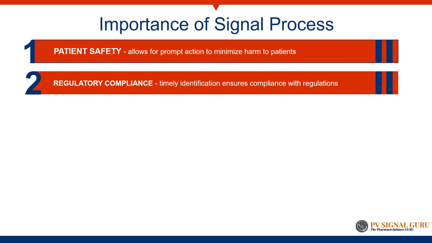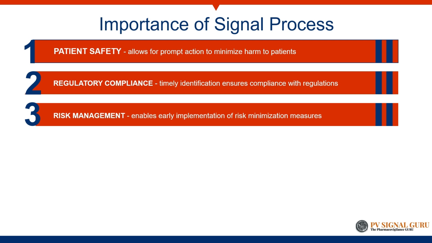Regulatory compliance. Regulatory authorities like the FDA and EMA mandate continuous monitoring and reporting of safety signals as part of post marketing surveillance. Timely identification ensures compliance with these requirements. Risk management. Early signal detection enables the implementation of risk minimization measures such as risk evaluation and mitigation strategies or additional risk minimization measures to ensure the safe use of the drug.